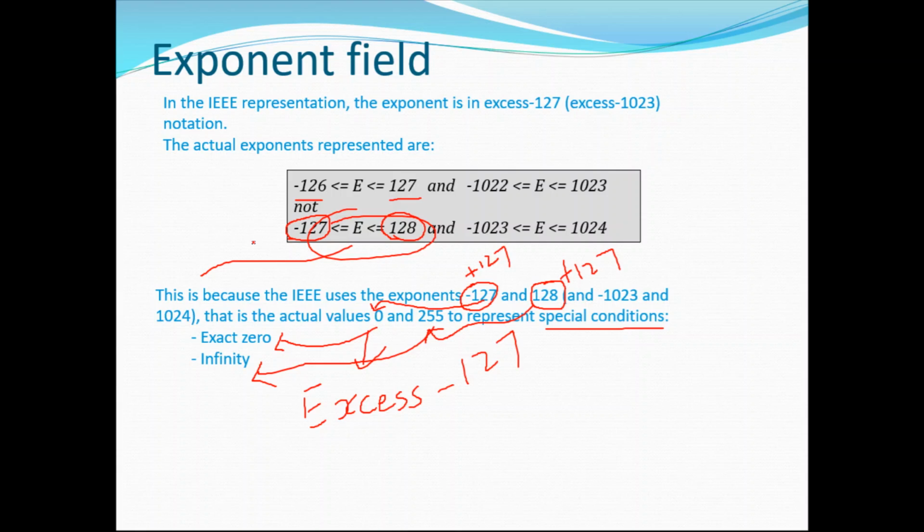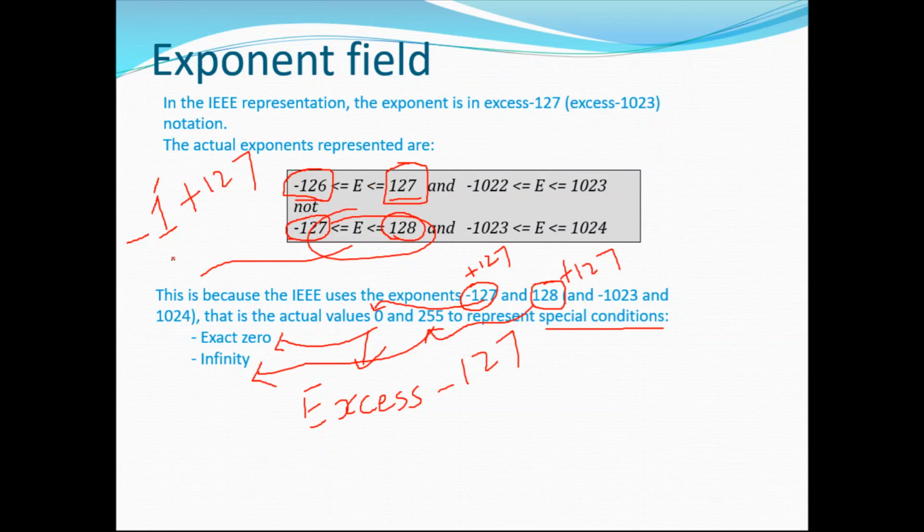So these exponents are represented in excess 127 notation. This is the minimum value you can have for the exponent, that is minus 126, and this is the maximum you can have for the exponent, that is 127. So it will be minus 126 when the actual exponent is minus 1, and you add 127, since minus 1 plus 127 will be 126. And when it will be 127.